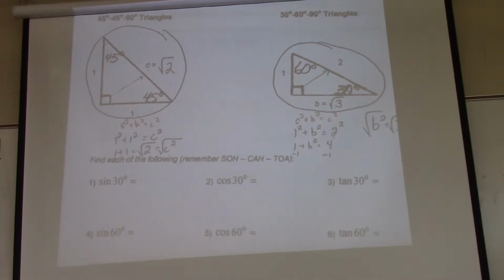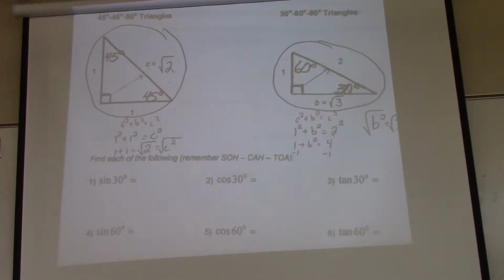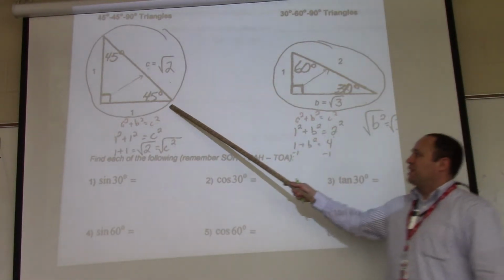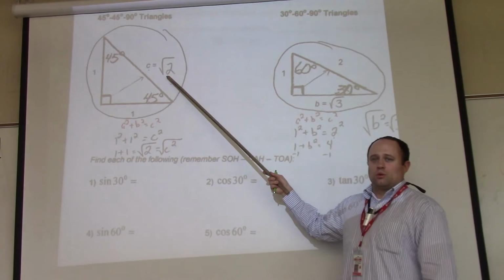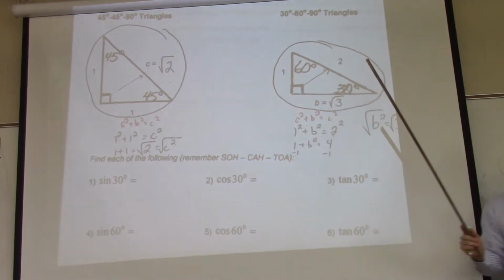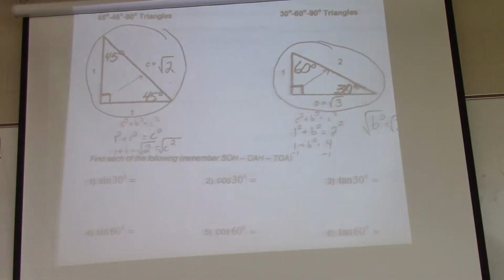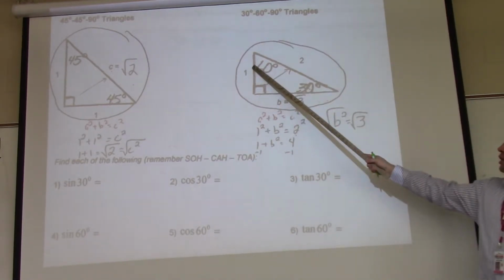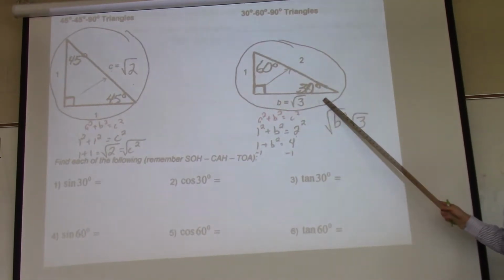Alright, so let me try that again. After we solve those, we have our two special triangles. The special triangle, when it's 45, 45, 90, always has lengths of 1, 1, and square root of 2. We're just going to be dealing with these two triangles today. The special triangles for 30, 60, 90 always have lengths of 1, 2, and square root of 3.